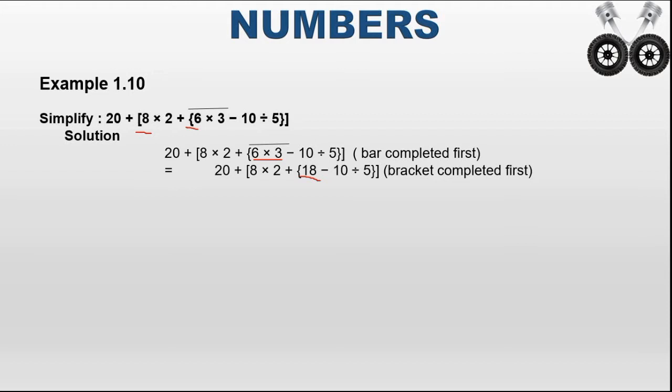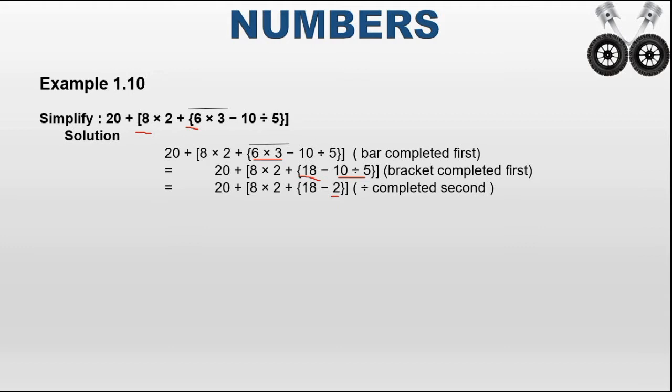Again, inside the bracket should be executed first. What are the operators here? We have one subtraction and another division. Which is executed first? Division should be executed first. What are the operands presented to the division operator? The operands are 10 and 5. So 10 divided by 5. What is the value? We will get the value as 2.